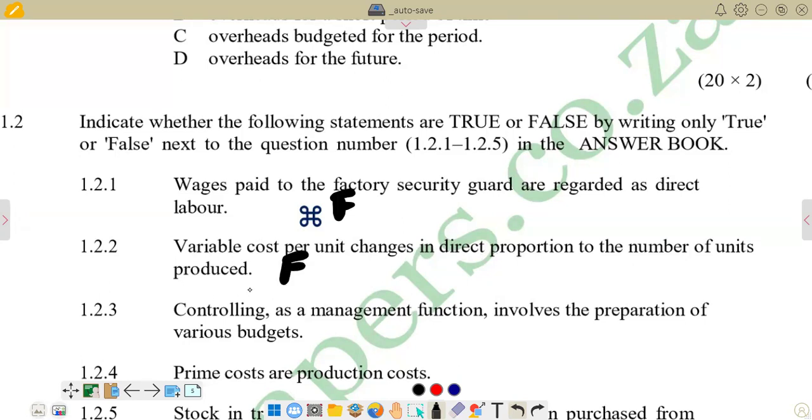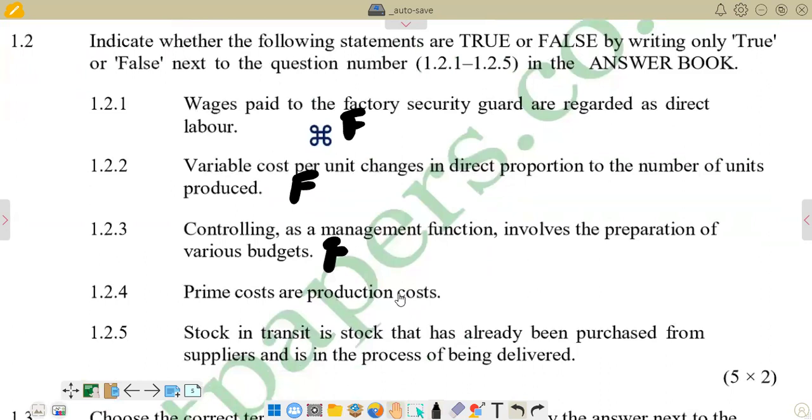Then we go to 1.2.3. Controlling as a management function involves the preparation of various budgets, which is also not correct. So that makes our 1.2.3 also false. Then we go to 1.2.4, prime costs are production costs, which is correct. Remember, prime costs are direct material plus direct labor, which are also production costs. So it becomes true.